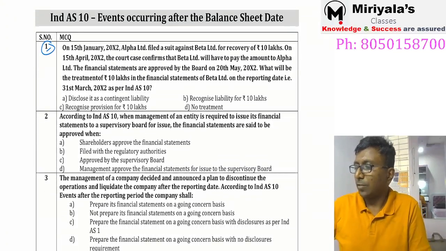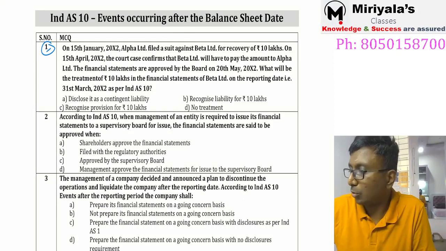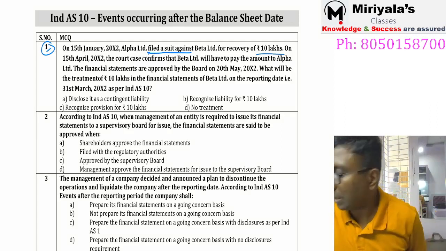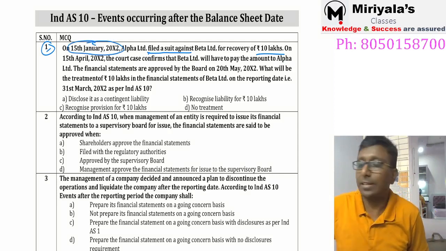Yeah. So the first one. On 15th January 2002, Alpha Limited filed a case against Beta Limited for recovery of 10 lakh rupees. So somebody filed a case against Beta Limited. The case was filed on 15th January, so as on 31st March, the case is already there.